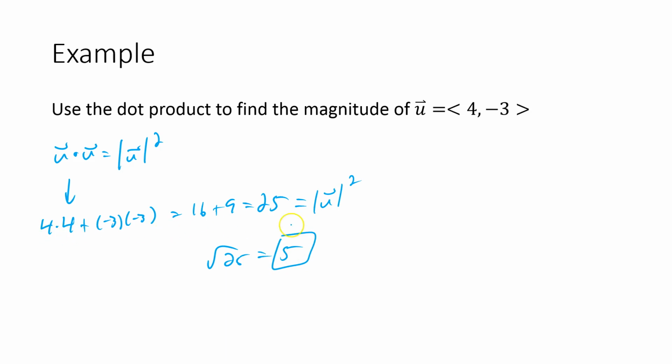So we found the dot product, which really is a lot similar to finding the actual magnitude itself. We just didn't take the square root. And then we took the square root, and we ended up with 5. So if you're told to use the dot product to find the magnitude, show me you're finding the dot product. And then after you're done with that, take the square root. That's all there is to it.